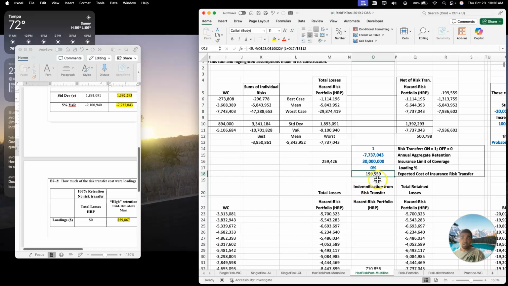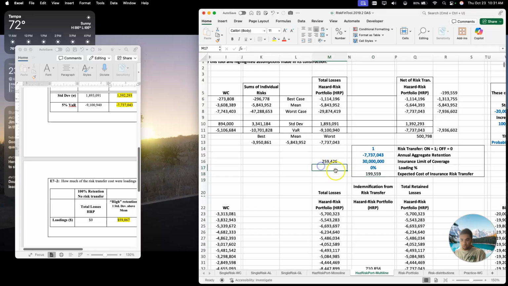And what does this number mean? This means this is the actual cost of transferring your risk to the insurance company. But because the insurance company also needs to make money, they need to make a profit, they need to pay for their costs or make money for their overhead, cover their overhead, they need to charge 259 instead of 200.